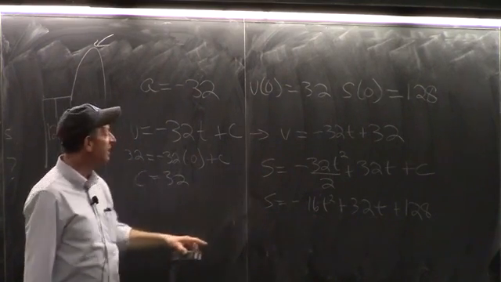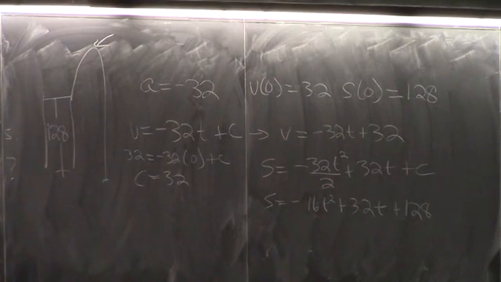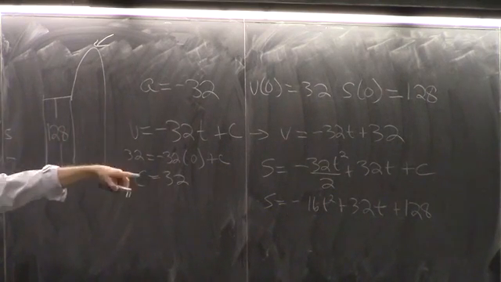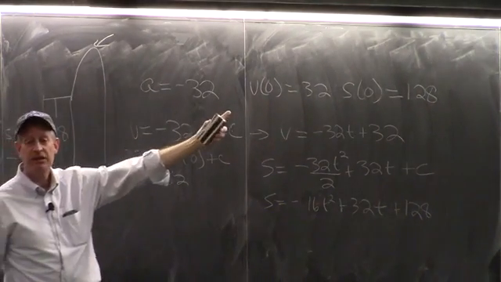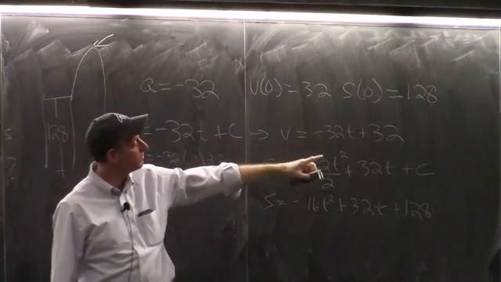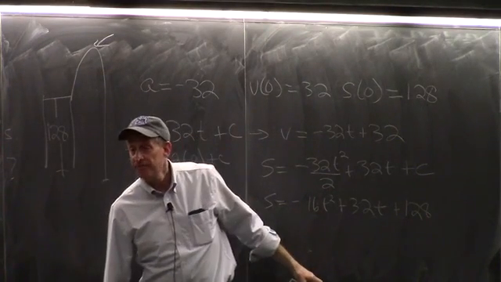Okay? Again, if you want to know the maximum height, you take the velocity and you find where it's 0. That'll give you the time that it's at the maximum height. Then you take that time and you plug in the position and you get the height.